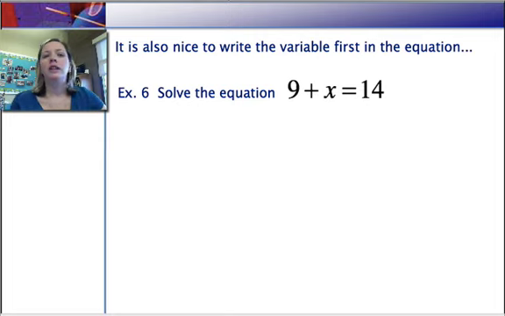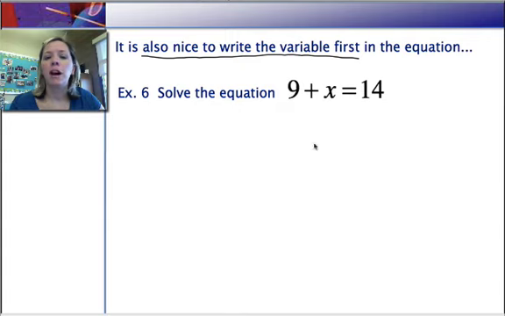Sometimes you'll see an equation like this, and I think, especially when we're beginning, it can be nice to write the variable first in the equation, because that really highlights the operation that's being done to the constant, and that really tells you what to undo it with. So in this example, the 9 is positive, right? And we're adding that to x. So since we're adding, we can rearrange the terms. We can rewrite this as x plus 9 equals 14.